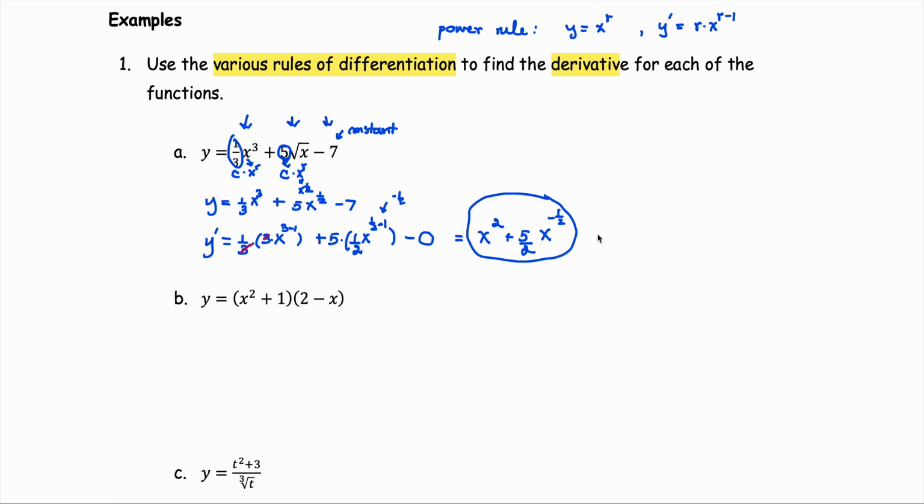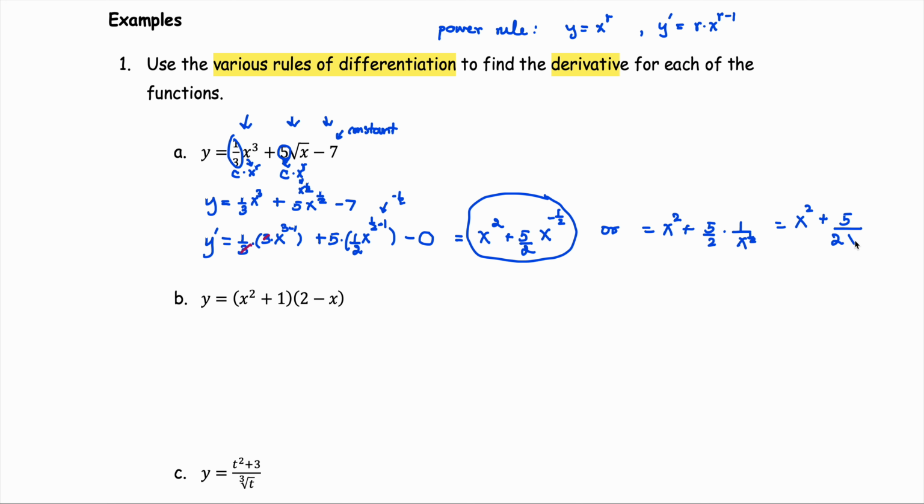If the problem asks you to rewrite with non-negative powers, the first term already has a non-negative power, x squared, but for the second term, you can rewrite the negative power as the reciprocal of the positive power, and then simplify to the most simplified form: x squared plus 5 times 1, so 5 becomes the numerator.